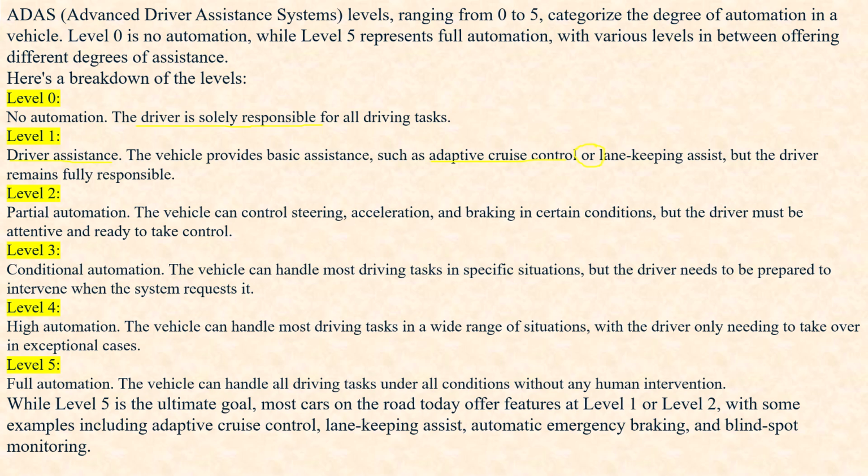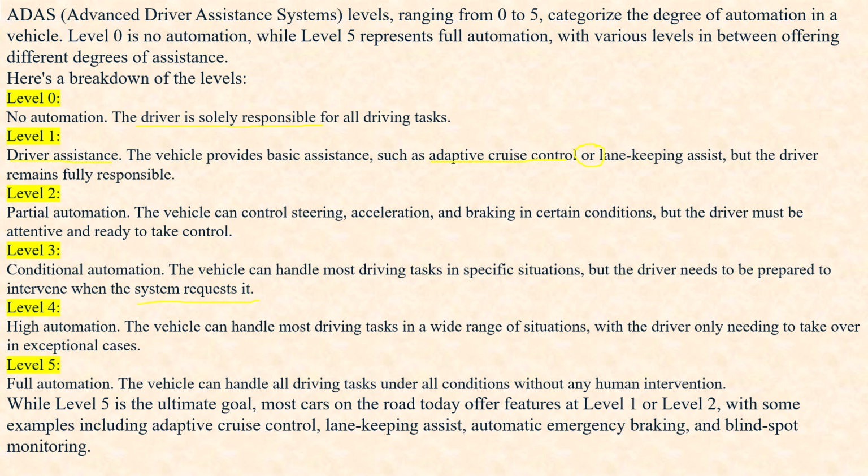And when it comes to level 3, conditional automation, the vehicle can handle most of the driving tasks in specific situations, but the driver needs to be prepared to intervene when the system requests it. So sometimes the system may request the driver to take over. If the situation is beyond what the computer or the ECU can handle, it will request the driver to take over, but again the driver must stay alert. This in no way warrants the driver to totally relax.